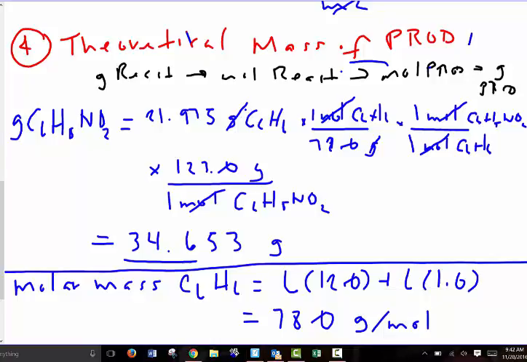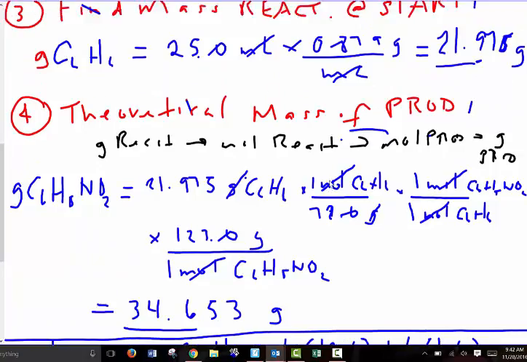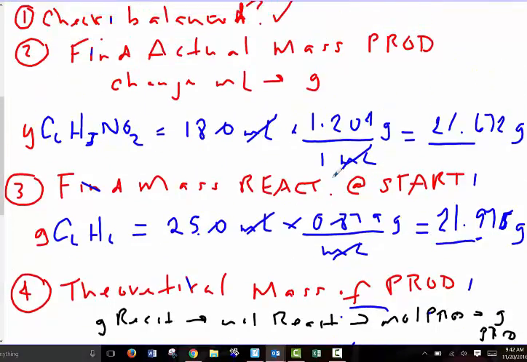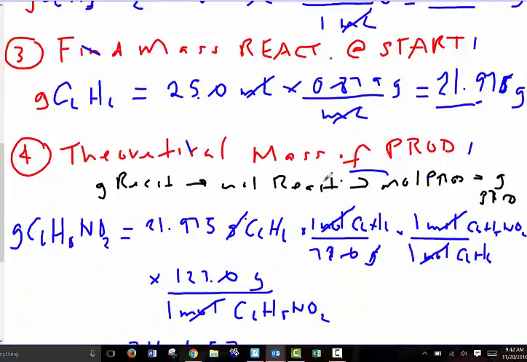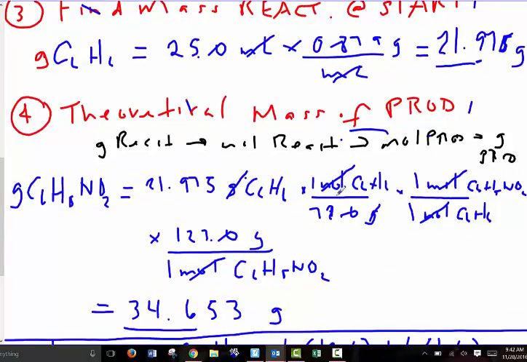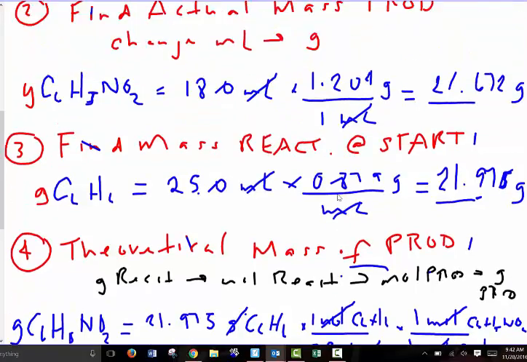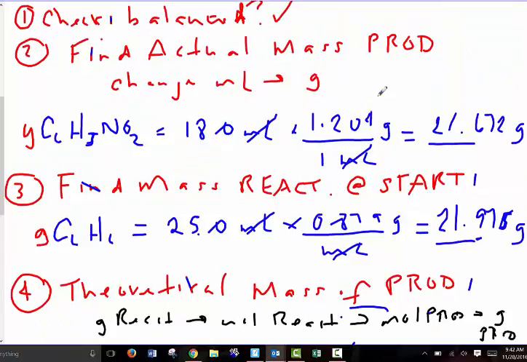So I know my theoretical mass was 34.6 grams, and how much should I actually use if I come back here again? The actual mass was the first thing I calculated, 21.6. So obviously I am going to have a less than 100% yield here. I didn't get as much product as I should have got if 100% of my limiting reactant had reacted. So let's go ahead and calculate that number.